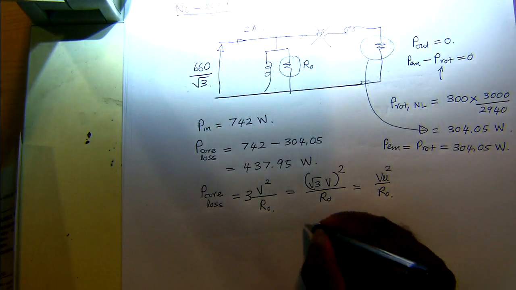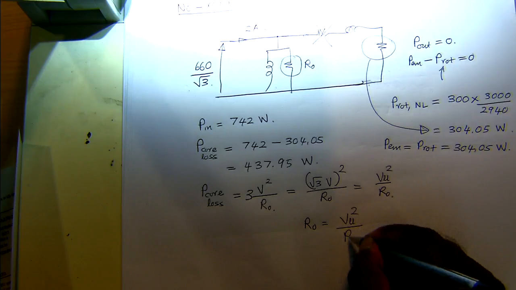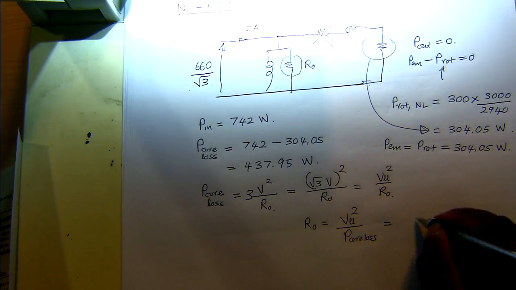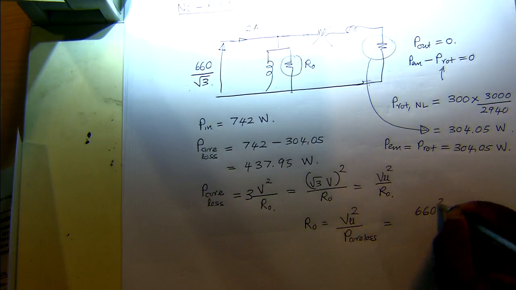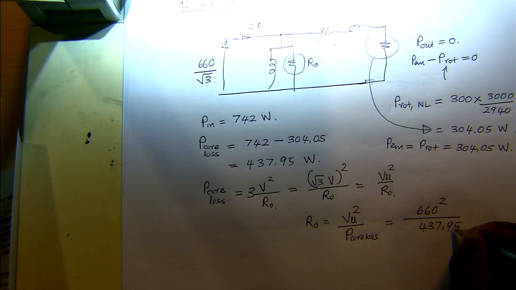Yeah. So then R naught will be V line to line squared divided by P core losses, which is 660 squared divided by 437.95.